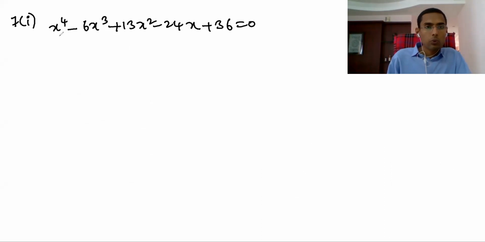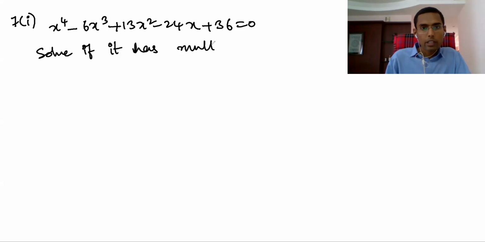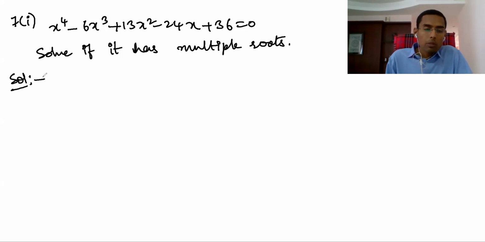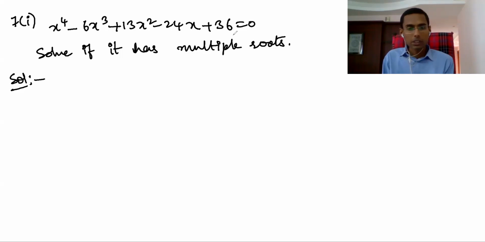Okay, next question is this one. You have to solve this one if it has multiple roots. Already explained the multiple roots concept. If it has multiple roots, we don't know how many. Multiple roots means repeated roots. How many multiple roots it has, we don't know. That means there may be 2 equal roots, 3 equal roots, or all 4 equal roots. But all 4 equal roots is not possible in this case, just by seeing you can say.